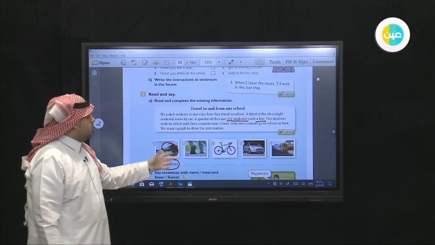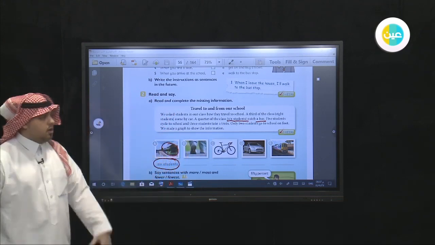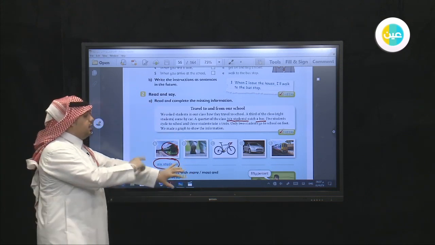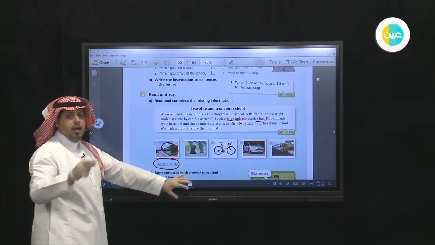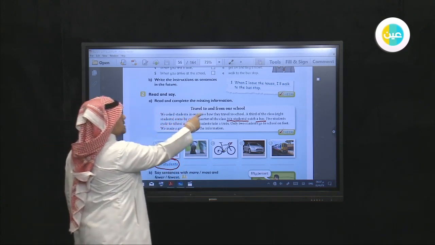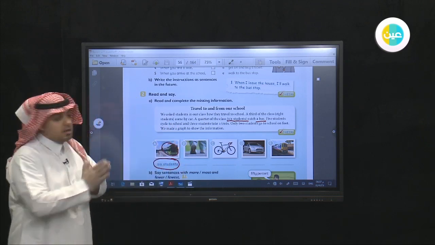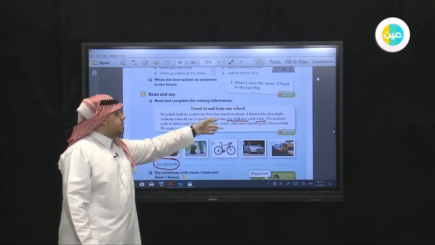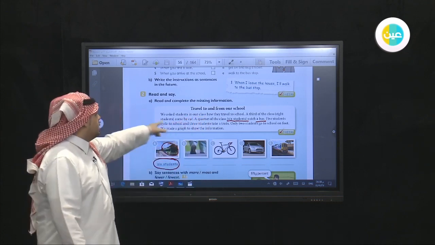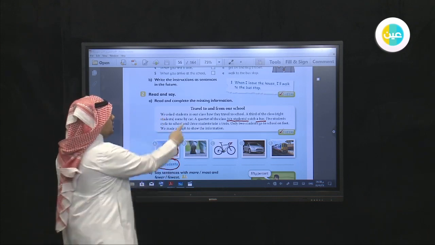Okay, so he needs to know how many students use the bus. Let's read the story. Okay, now he is looking for how many people used the bus. If we go back to the story, we ask students in our class how they travel to school. A third of the class, 8 students, come by car.